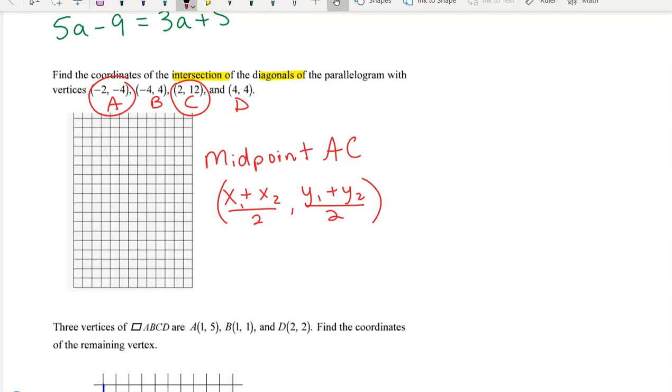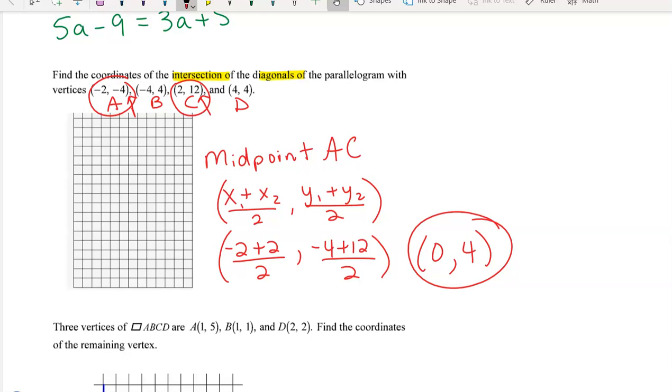But for A and C, our X values are -2 and +2. So we're going to add those together. Our Y values are -4 and +12. I'm going to add those together and divide by 2. So on the first one we get 0 divided by 2. Well, that would be 0. -4 plus 12 is 8. Divided by 2 is 4. So this should be the midpoint, which also makes it the intersection of those diagonals. Again, you might want to graph it so you can see what's happening, and then you'll have an idea if your answer is reasonable.